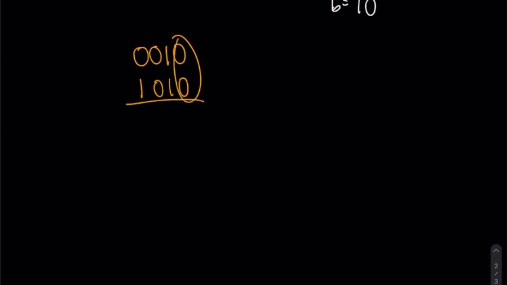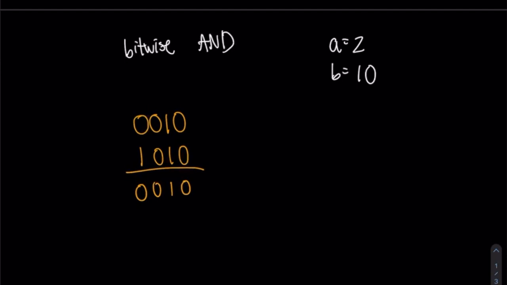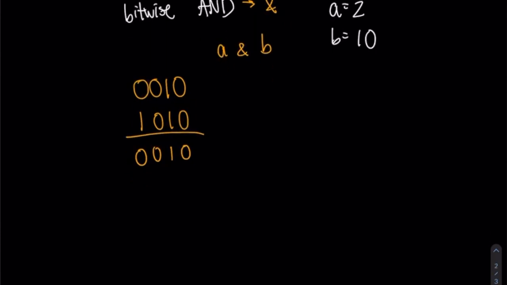So neither digit is 1 here, so it's 0. Both digits are 1 here, so it's 1. Neither digit is 1 here. And then there's only one digit that's 1 here, and we need both of them to be 1, so this would also be 0. Now, bitwise AND is represented with a simple ampersand, so we would write it like A and B. That's a symbolic representation.